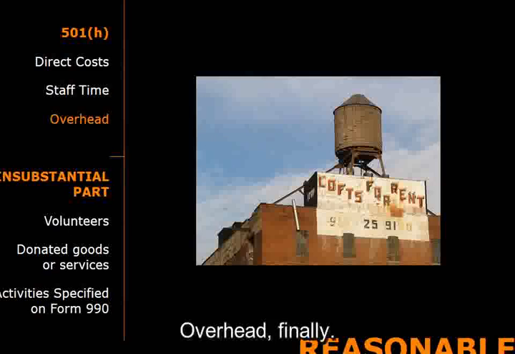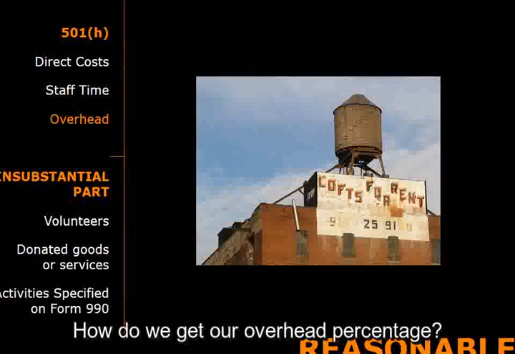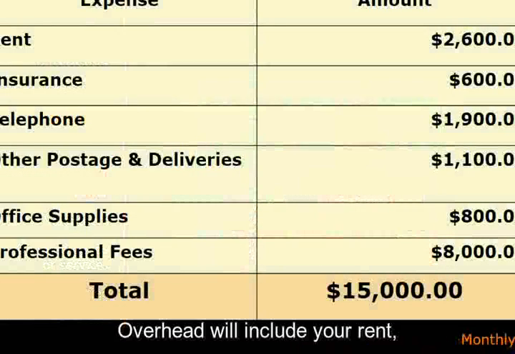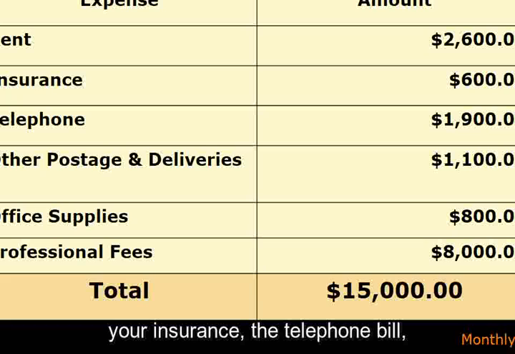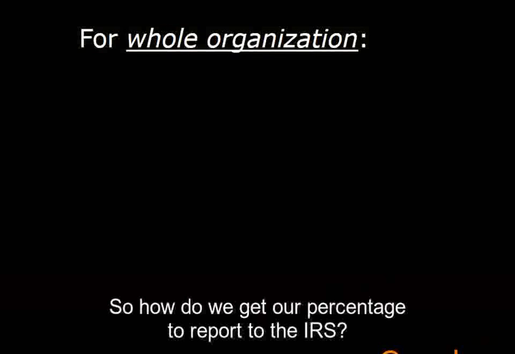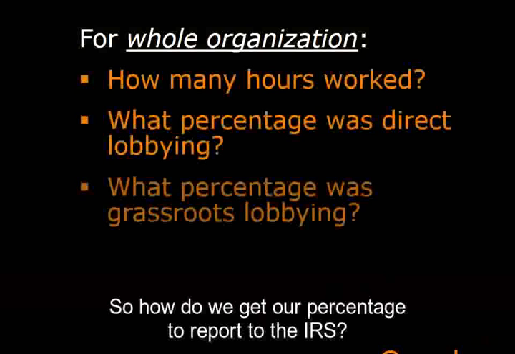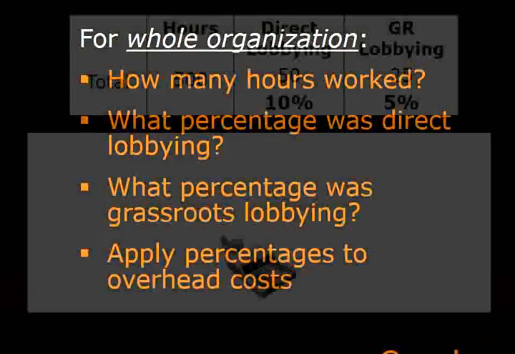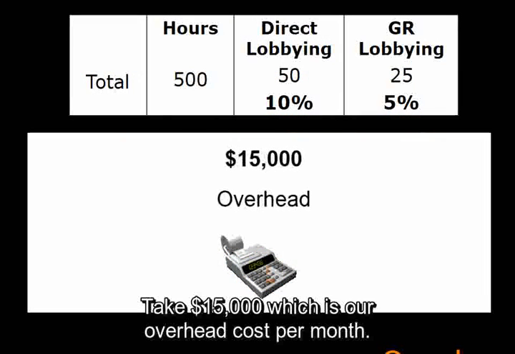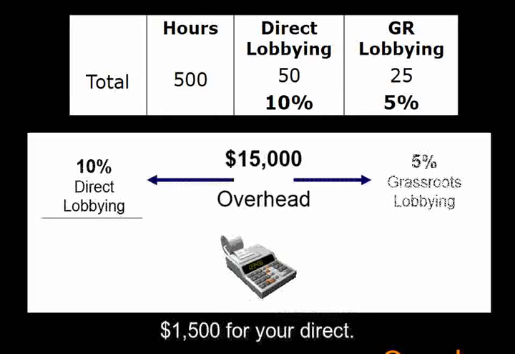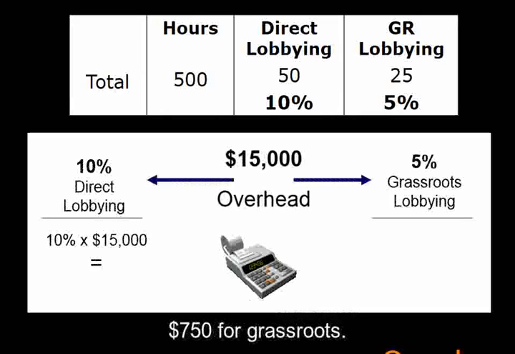And then overhead, finally. How do we get our overhead percentage? Well, overhead will include your rent and your insurance, the telephone bill, and things of that nature. So say $15,000 is spent on overhead per month. This is how we get the amount to report to the IRS. We take $15,000, which is our overhead cost per month, and 10% times $15,000 is $1,500 for your direct lobbying, and $750 for grassroots.